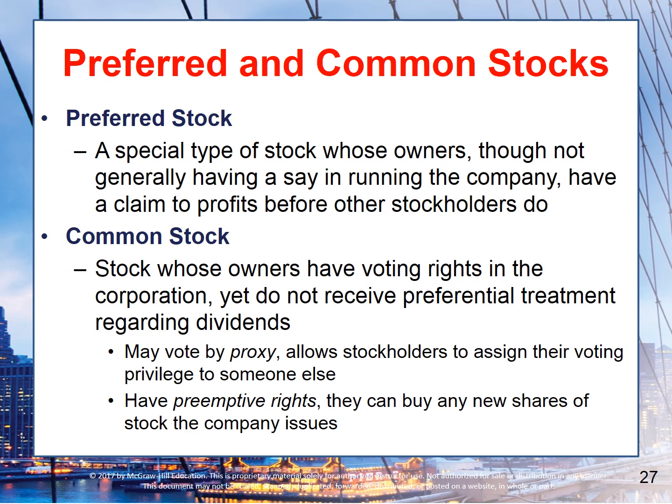Common stock is when someone has voting rights. They don't get the preferential treatment with regard to dividends, but they do get some say in the operations of the corporation. They can vote by proxy, meaning they can have someone vote for them. Common stockholders in most states have preemptive rights to purchase new shares of stock from the corporation when a firm decides to sell them.